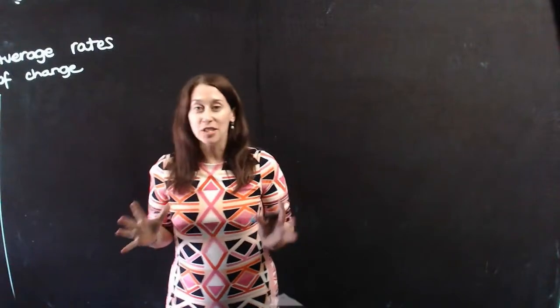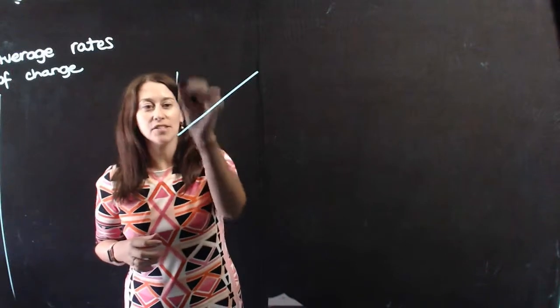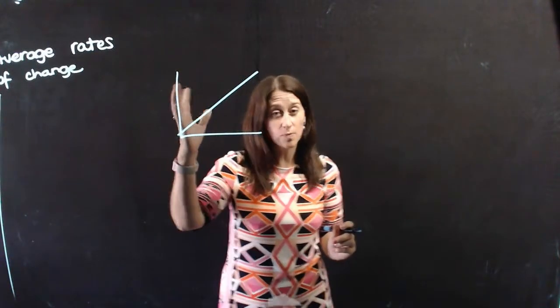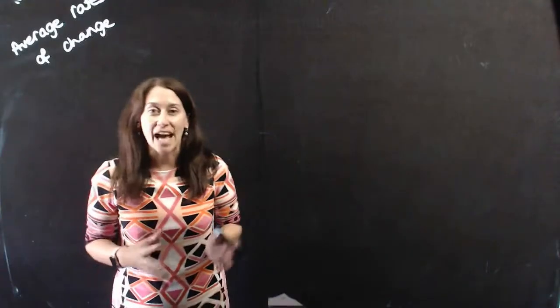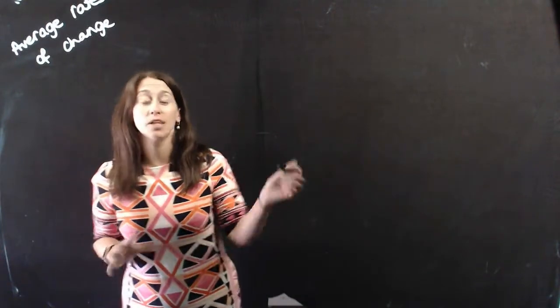Today we're going to look at average rates of change. Now let's just talk about constant rates and variable rates. A constant rate means it's changing at a constant rate, and we're going to look at average rates of change. So there are a couple of types of rates of change you may have already studied.